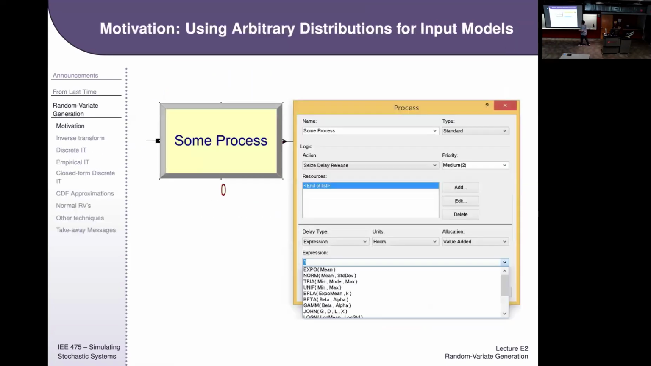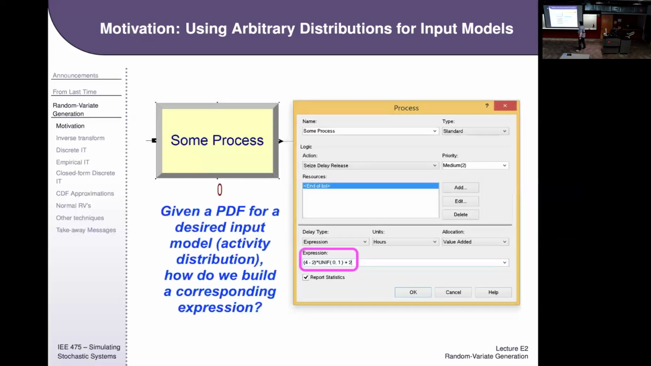Okay. All right. So, arbitrary distributions. The motivation is you go into a process, an arena. It asks what you want the timing to be for how long you're seizing this resource, and you can put in an expression here. It has a bunch of standard expressions: triangular, expo, whatever. But sometimes you want a distribution that is not in this list. So how do you write this expression to guarantee that you get the distribution you want out?